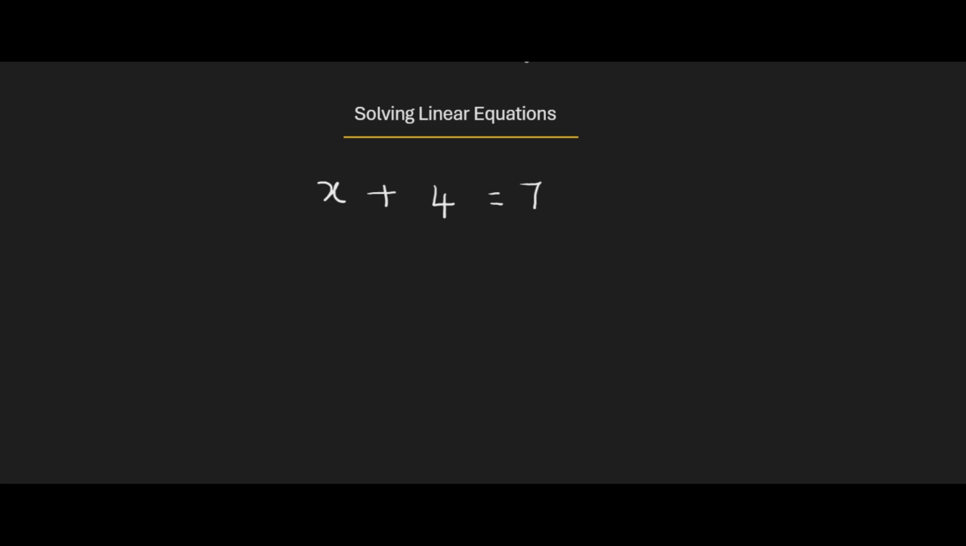The goal here is to calculate the value of x. What is x? It's the variable which has a value that we currently don't know. Let's think about the equation. What number added to 4 is equal to 7? When you think about it, you know that 3 plus 4 is equal to 7, where x has a value of 3. X is equal to 3.